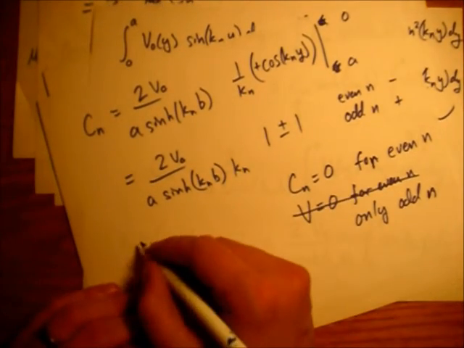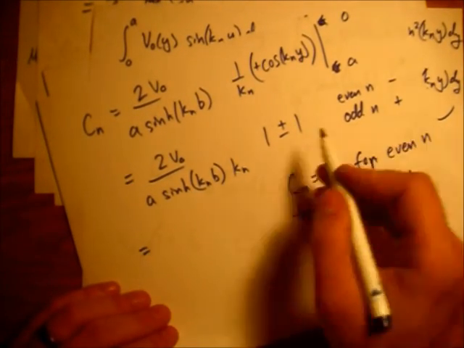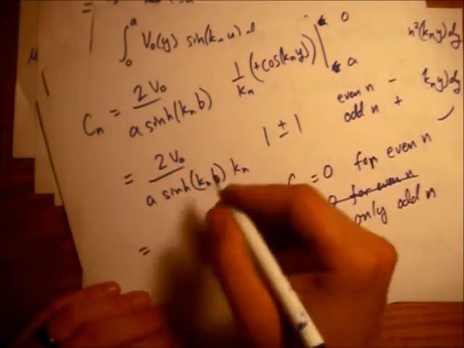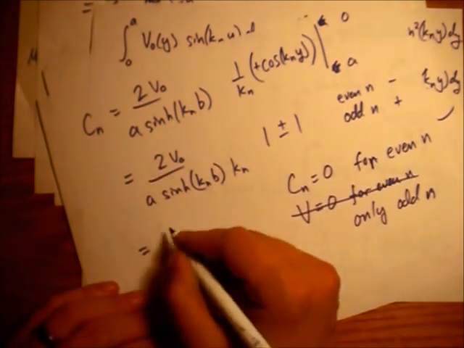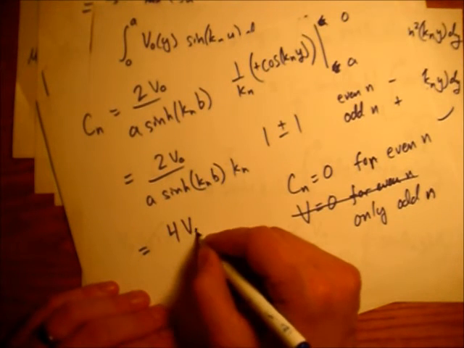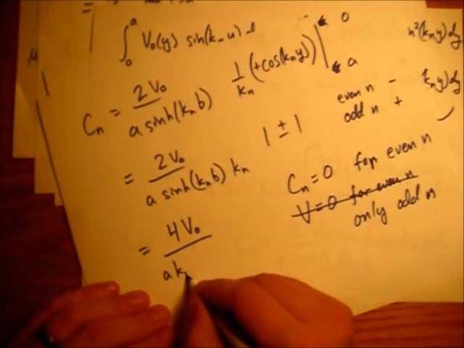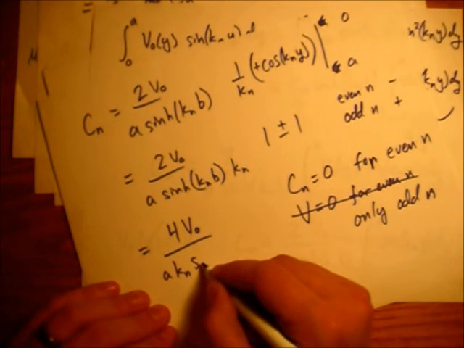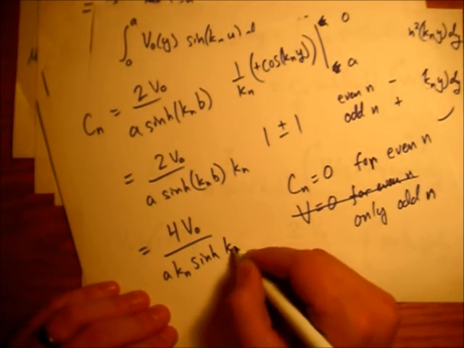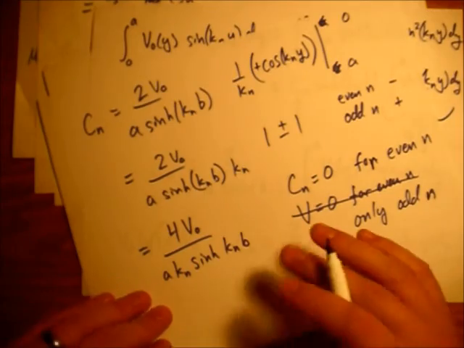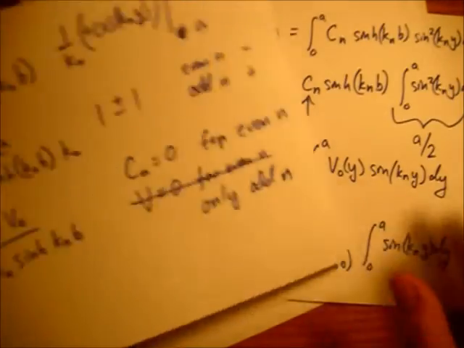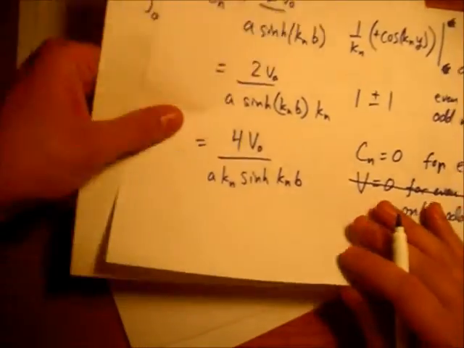What do we get for odd n? Well, 1 plus 1 is 2, and that 2 will multiply with this 2 and give us a 4 v naught over a, I'll put in this k sub n here, hyperbolic sine of k sub n b. So now, one final page to this whole mess.